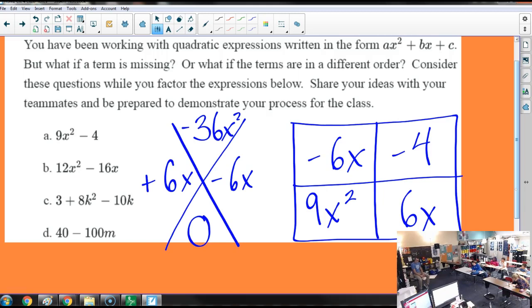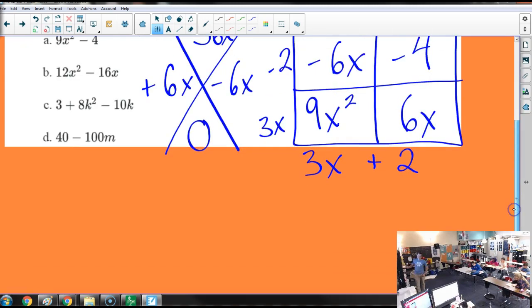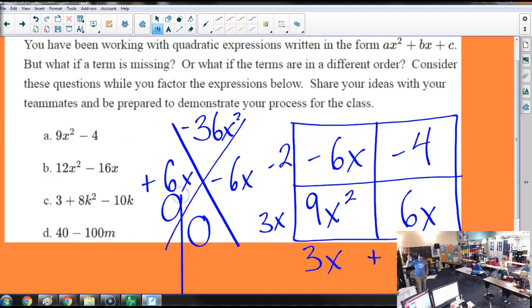So the 6's go both directions. I probably have to split my 9x into 3's. And then twos, a 2 and a negative 2. So that factors out.